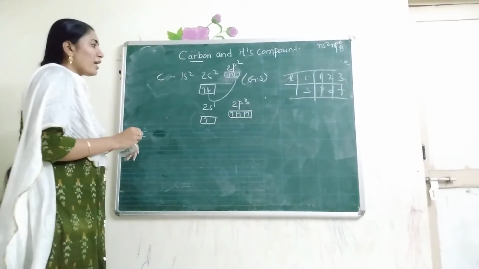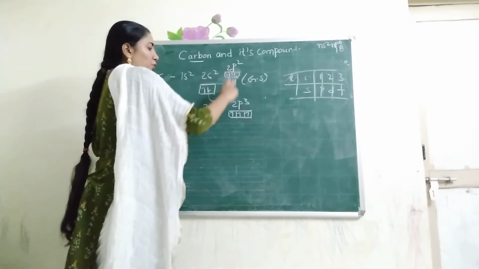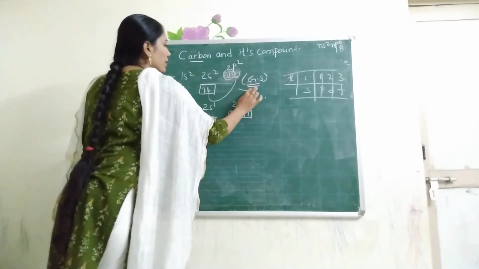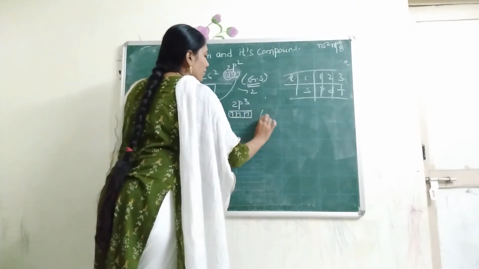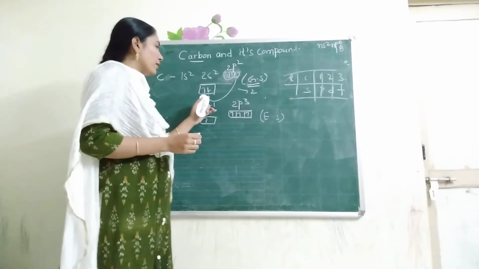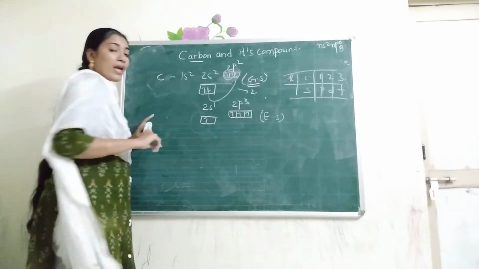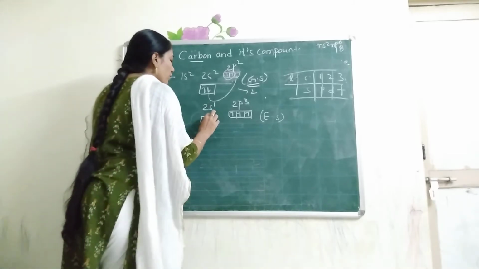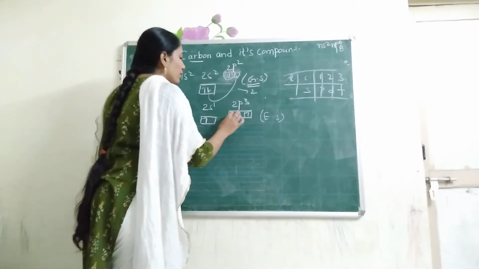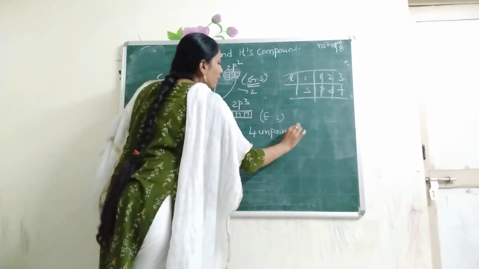In the ground state, how many unpaired electrons are there? Unpaired means there is no pairing. These are the unpaired electrons. In the ground state, the number of unpaired electrons in carbon is 2, isn't it? This is called the excited state. Why is it called the excited state? Here we are supplying energy so that the electron in the lower energy level is excited to the higher energy level. So it is called an excited state. In the excited state, there are 1, 2, 3, 4 unpaired electrons in the excited state of carbon.